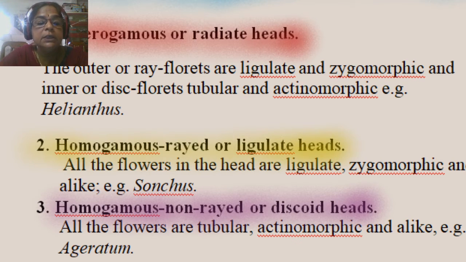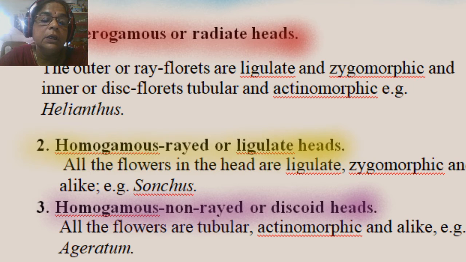You can easily see the outer ray florets, which are yellow in color, ligulate and zygomorphic. In the center, you will find the disc florets, which are tubular and actinomorphic. This is the very common head inflorescence which is found in the Compositae family.